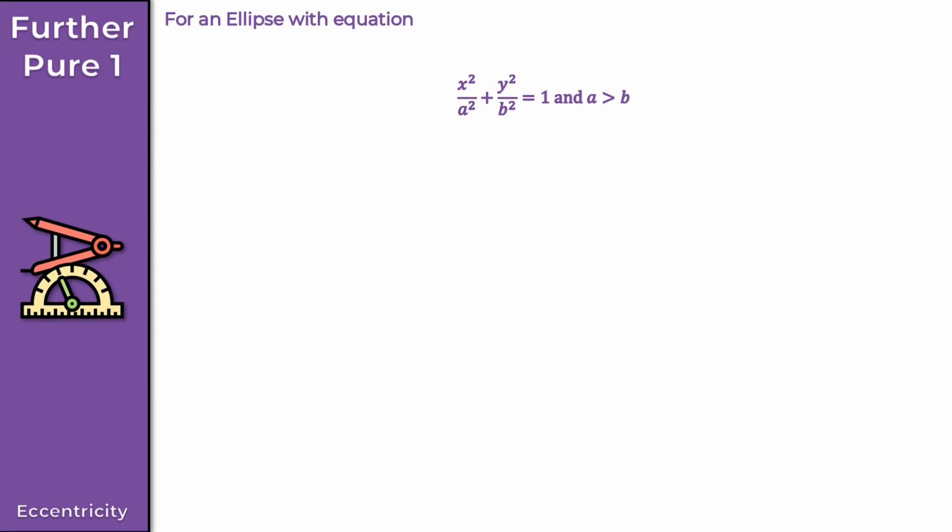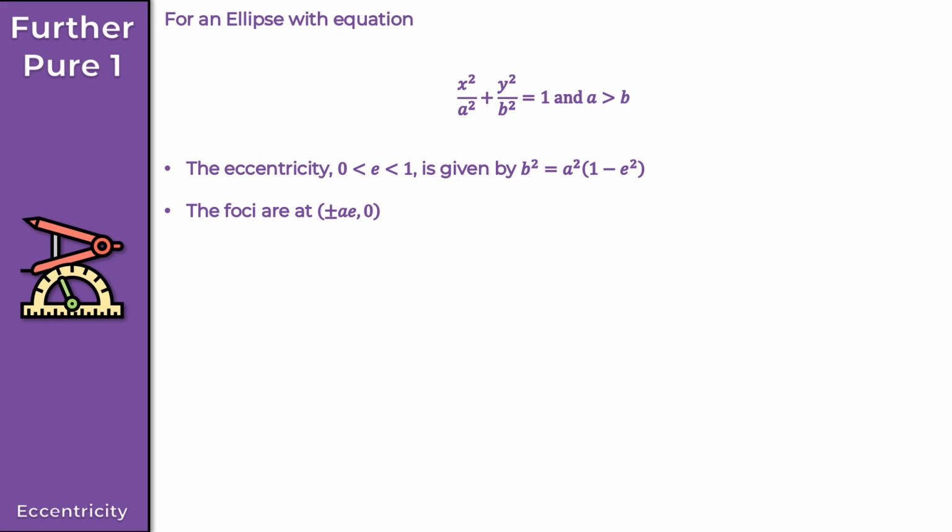Let's take a look at how we actually find the eccentricity for an ellipse. For an ellipse with the standard equation x squared over a squared plus y squared over b squared equals 1, where a is strictly greater than b, the eccentricity will be between 0 and 1, and is given by b squared equals a squared times 1 minus e squared. The foci are at plus or minus ae, 0. And the directrices are x equals plus or minus a over e.